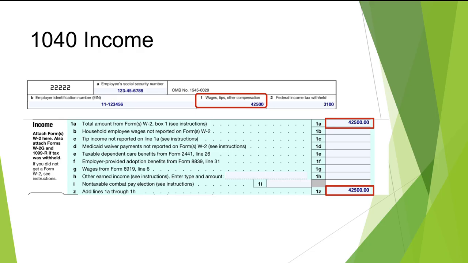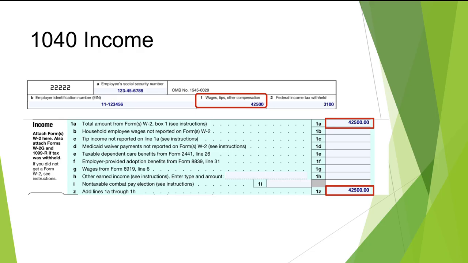Now, something to be very aware of, and we'll talk about this in subsequent slides, is that Jordan is never going to be taxed on that full amount because we're going to apply the standard deduction, which will reduce his taxable income considerably. Everything else between line 1A and 1Z is not relevant for Jordan. If it was, he would have received additional forms with that information. So Jordan's W-2 wages, tips, and other compensation is $42,500 in line 1A.